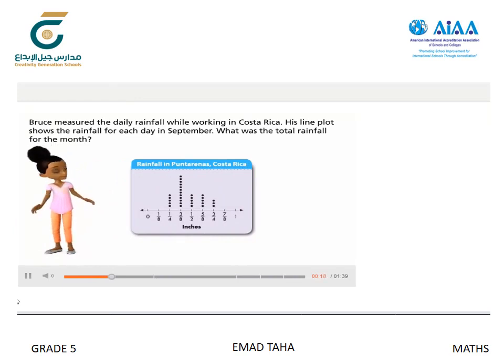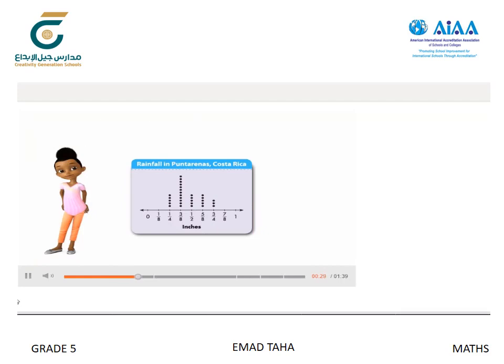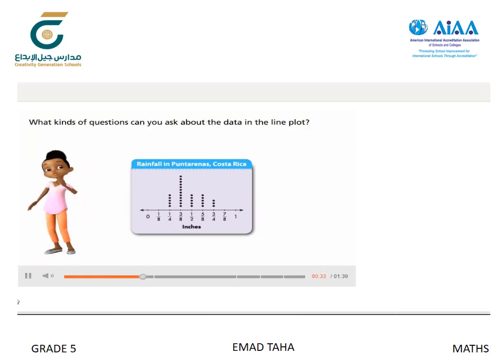Bruce measured the daily rainfall while working in Costa Rica. His line plot shows the rainfall for each day in September. What was the total rainfall for the month? What kinds of questions can you ask about the data in the line plot?